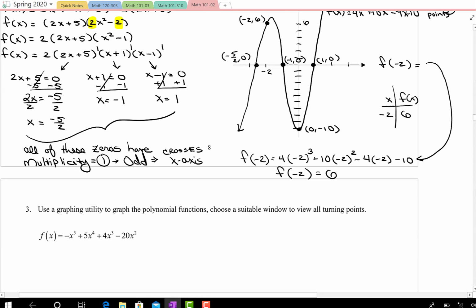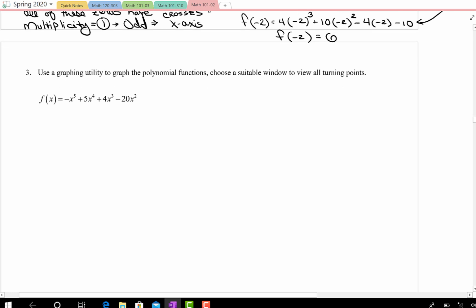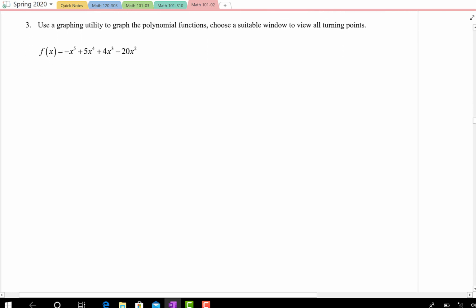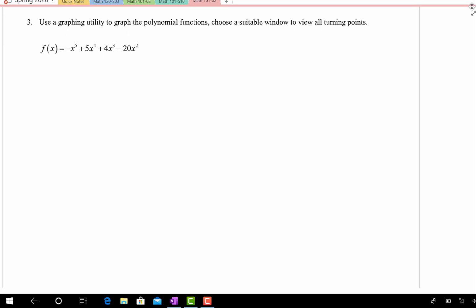Okay, let's go to number 3. Use a graphing utility to graph the polynomial function and choose a suitable window to view all turning points. I'm just going to go ahead and do this one on the graphing calculator, and I'm just going to show you basically how I did it. So let's go to our graphing calculator and put this in as y sub 1 and graph it, and let's see what we get.